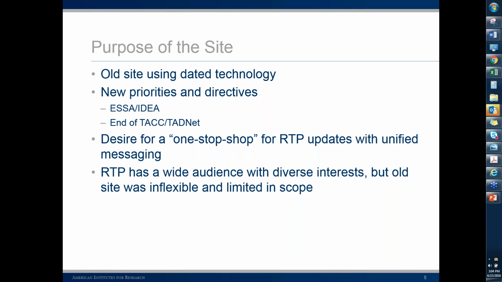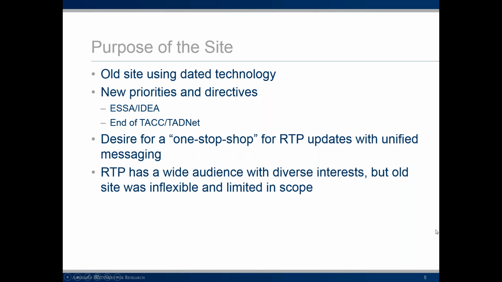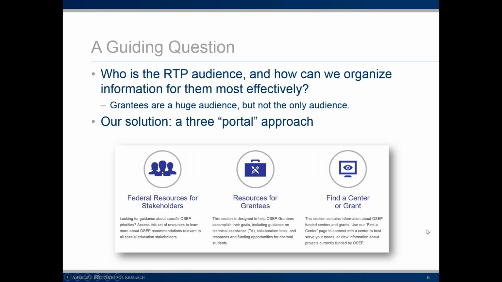So, like I was saying, we wanted to be basically a one-stop shop. And that meant that we have to cater to the entire RTP audience, which, as you know, is an extremely wide audience with diverse interests. And that old site just really wasn't meeting our needs. So we were guided by one primary question, which was, who is the RTP audience, and how can we organize information for them most effectively?